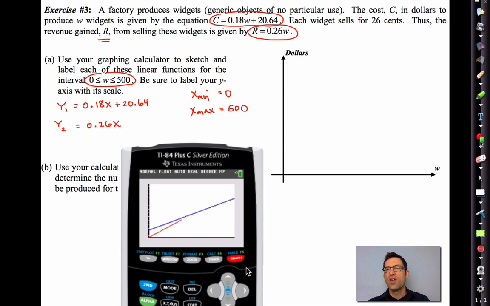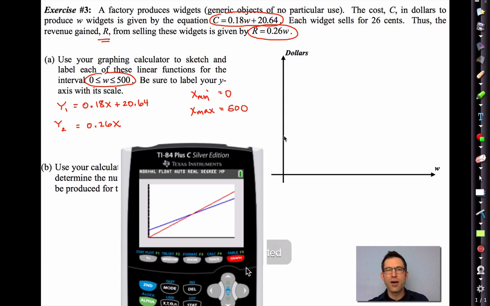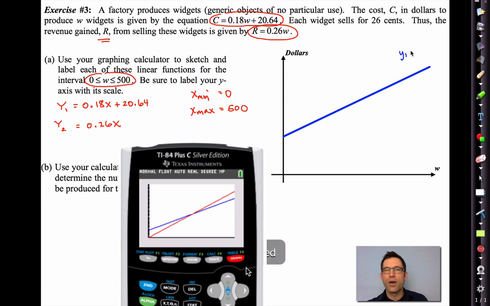All right. Well, let's draw and let's label. I'm going to use my graphing tool here. My y1 kind of looked something like this. And let me put its equation. Y1 equals 0.18x plus 20.64. And I think I'll change my color. My other one looks something like this. And again, let me change color. Y2 equals 0.26x.